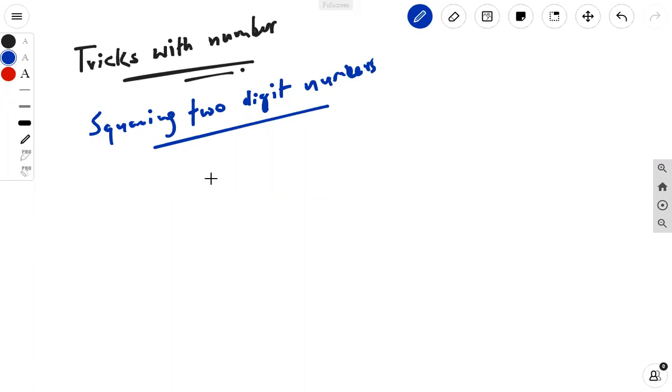First of all, take the first example as 46, and the second example as 75. We have to find the squares of 46 and 75 as fast as we can. Generally, the basic method is like this: if you want the square of 46, you can do 40 plus 6 and whole square. Another method is just multiplying 46 with 46. This can take longer, but what we can do here is very easy.